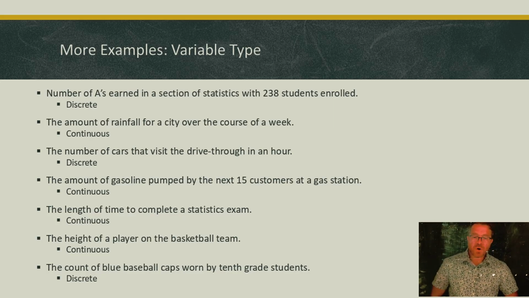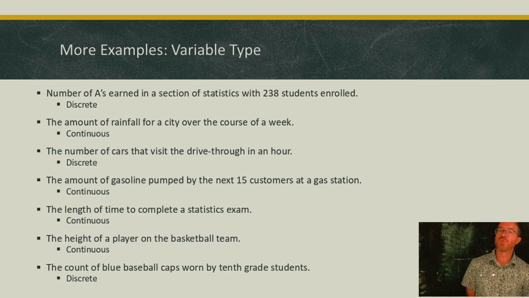The amount of rainfall for a city over the course of a week. So the amount of rainfall, again, rainfall would be a volume. That's how we measure rainfall. Volume is continuous because to go from one amount of volume to another amount of volume, you had to cross every possible amount of volume.